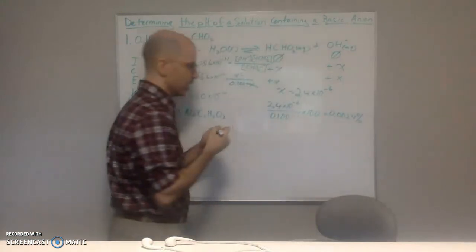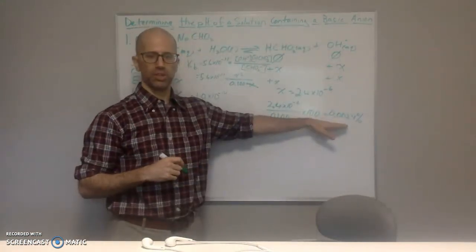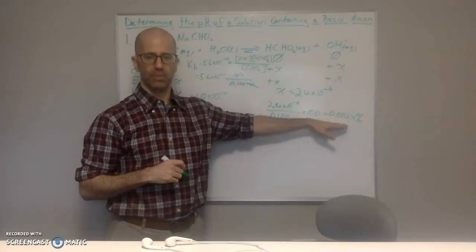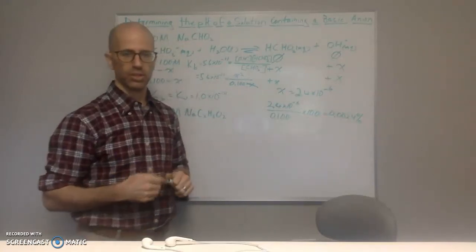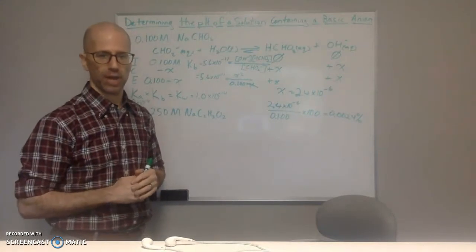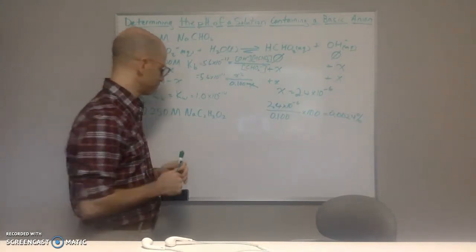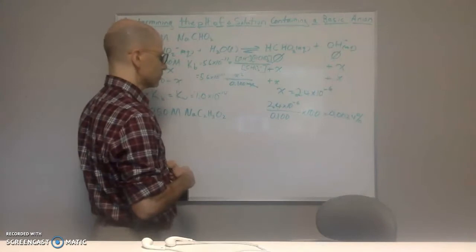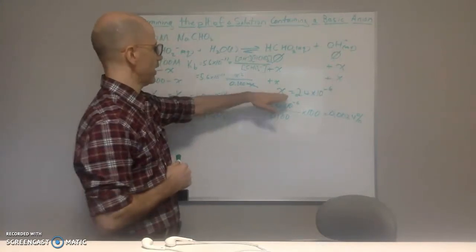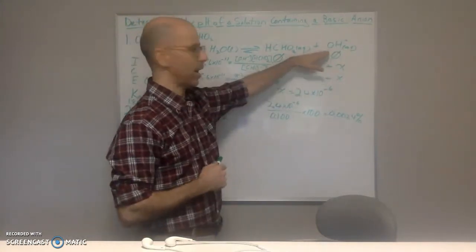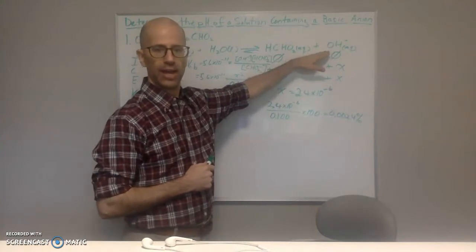0.0024%. So this is much, much less than 5%. So it's a valid approximation. So the x is too small approximation is validated. So x is what? X is the amount of hydroxide ion.